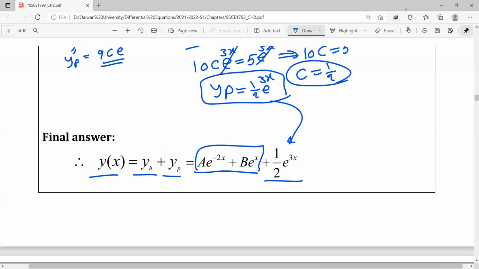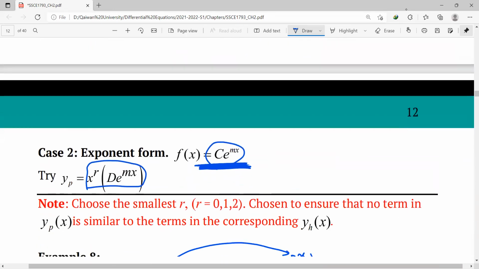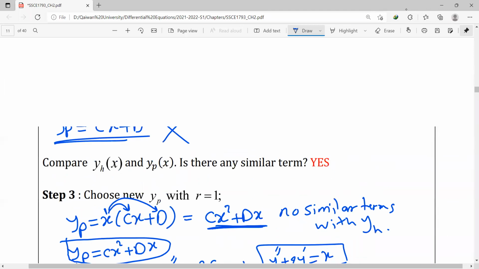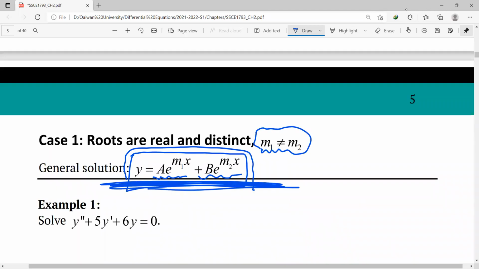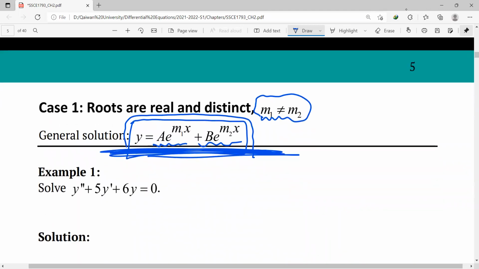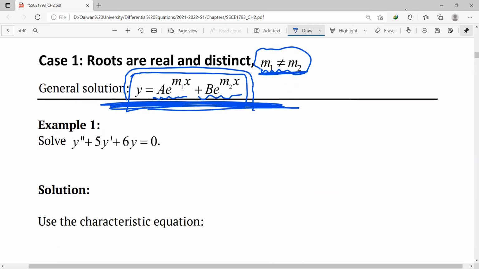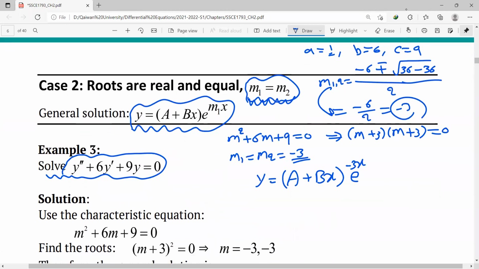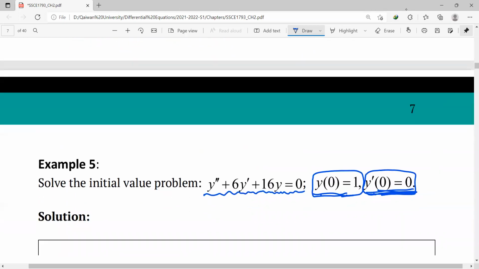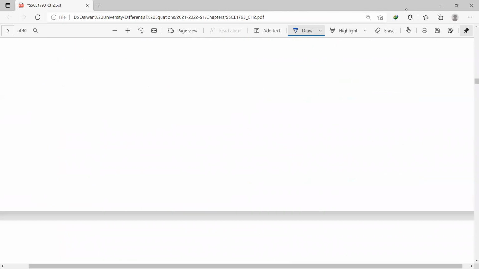Let's return to the previous. Look, let's go to the homogeneous one. Yeah, that's it. We say if m1 doesn't equal m2, this is the solution. These are for distinct roots. This is for repeated roots. Yes, that is in the beginning of chapter 2.